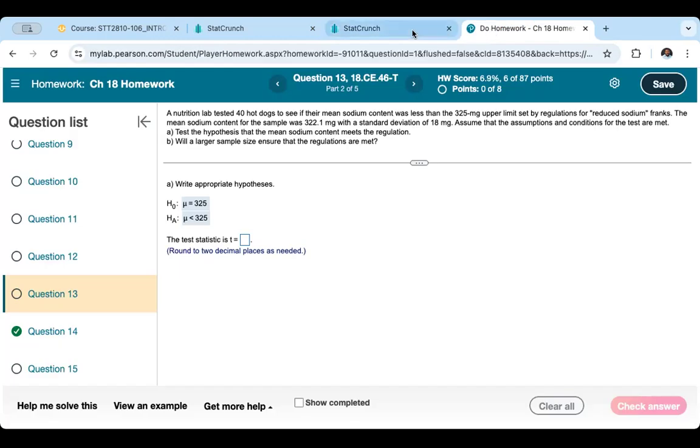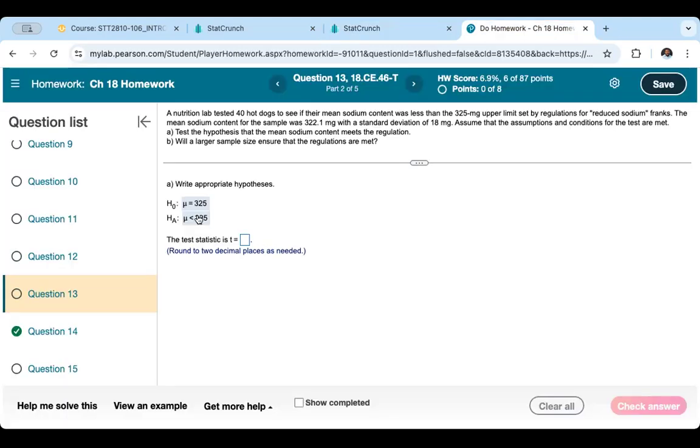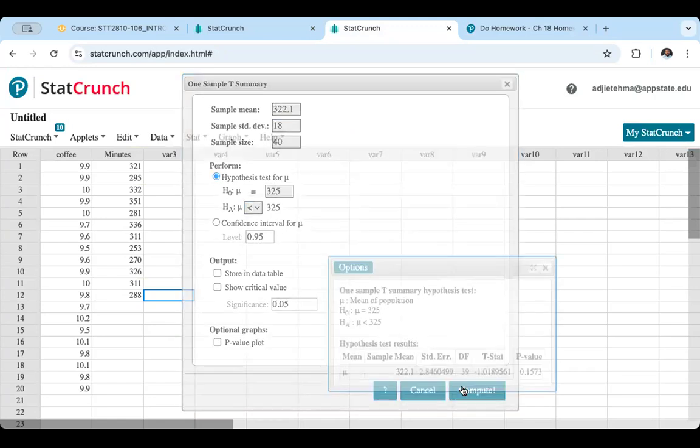So it's 325. So I put that here, 325. And then the alternative was what? Less than, just like here. Is that okay? You have to input them rightly. And then we click on compute.